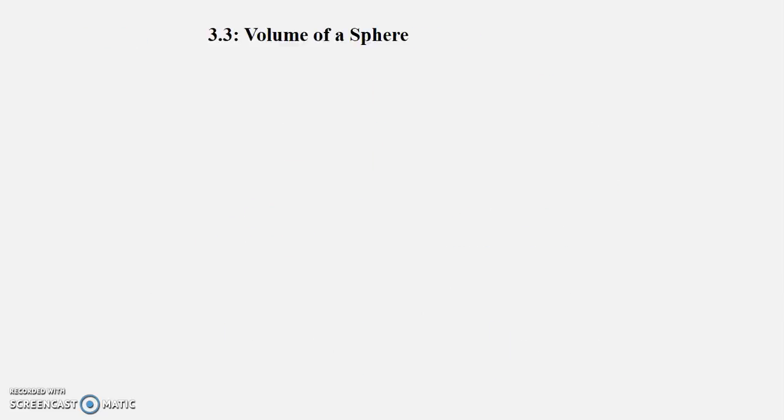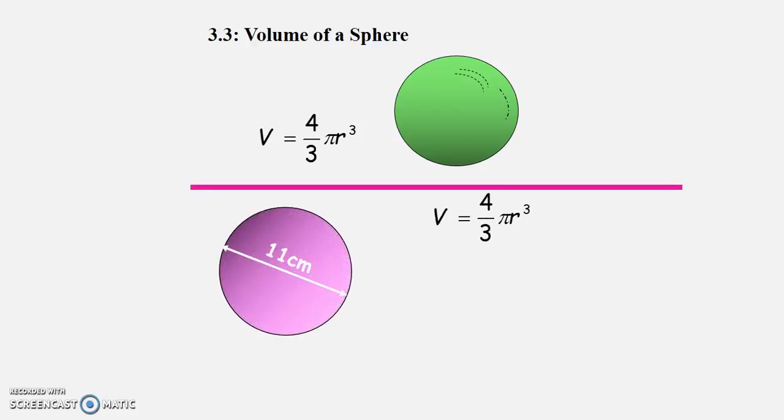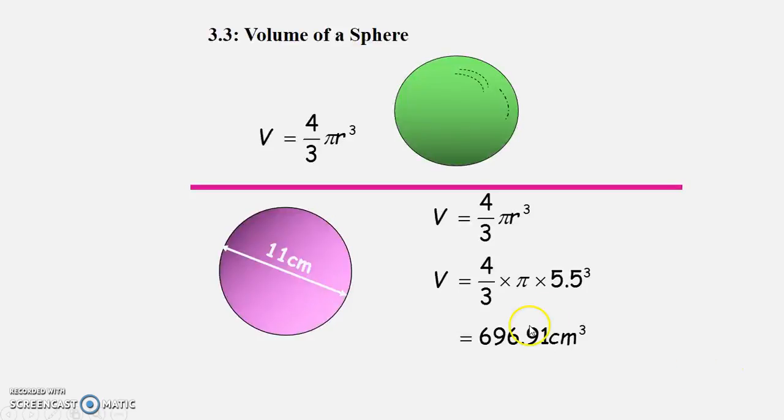Moving on. Volume of a sphere. Volume of a sphere is 4/3 pi r cubed. Okay, an example here, diameter is 11 centimeters. So our volume is going to be 4/3 times pi times 5.5, which will be the radius because that's half of 11, cubed. And the answer, 696.91 centimeters cubed. All right, it's important that we remember that now we're talking about volume. It is centimeters or units cubed.